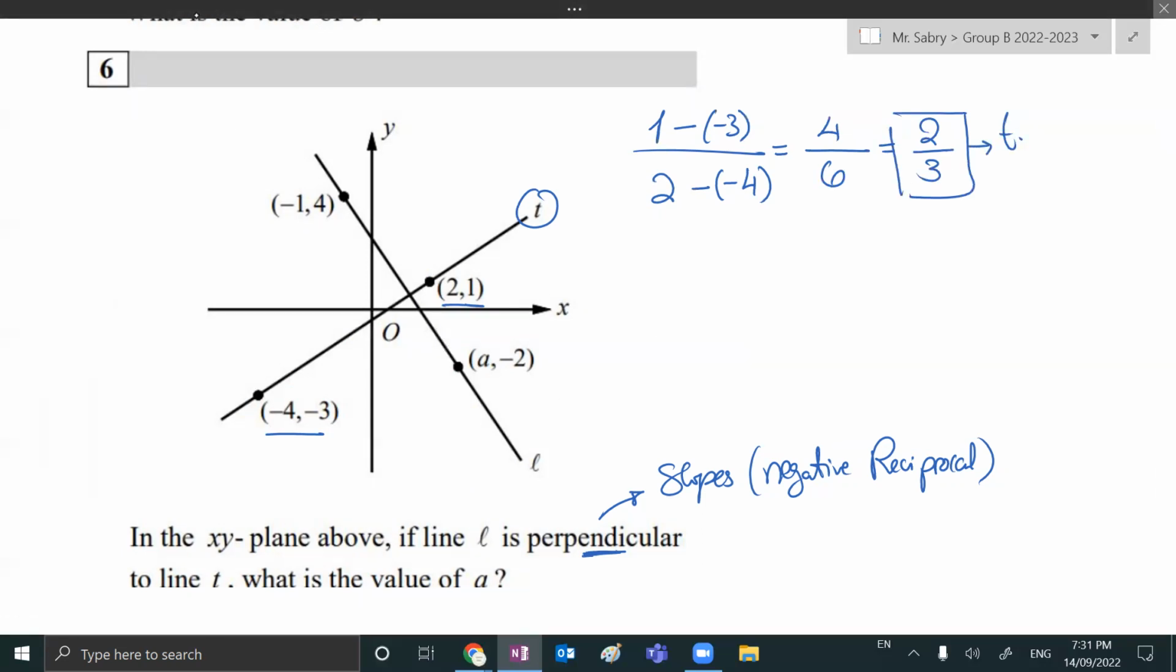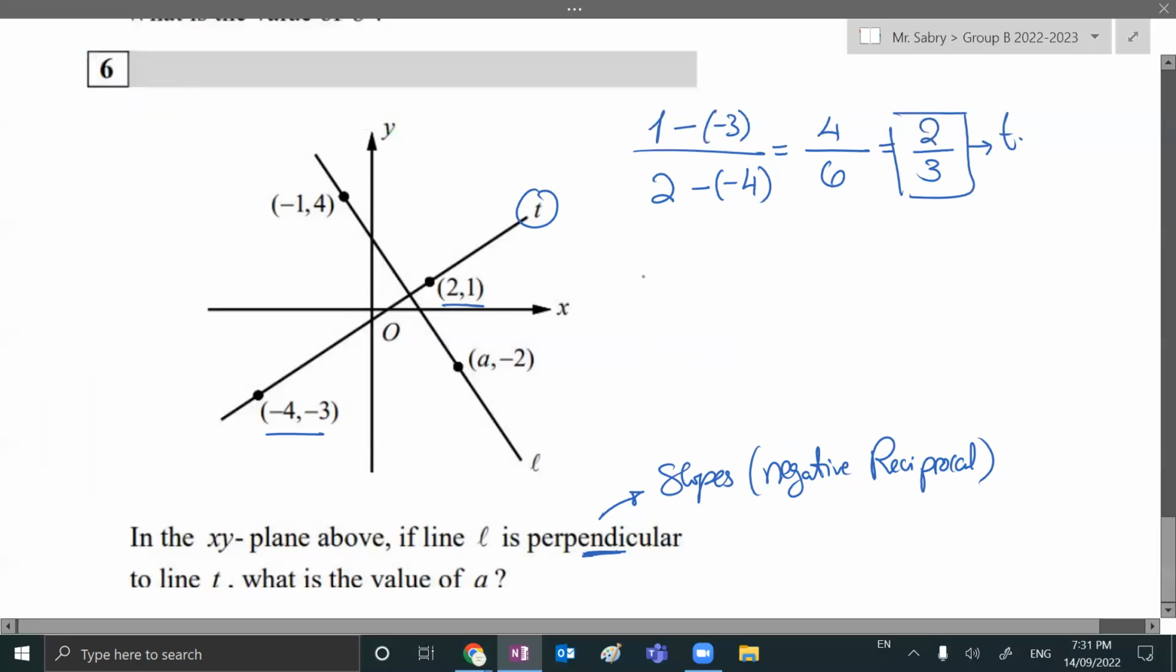So what's the slope of line L, which is the other line? I'm supposed to go with y2 minus y1 over x2 minus x1, which then should be negative 6 over a minus negative 1, which is a plus 1. And I'll stop here. This is supposed to be the slope of line L.